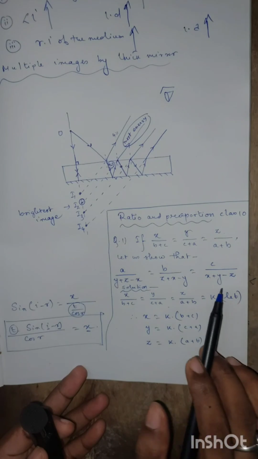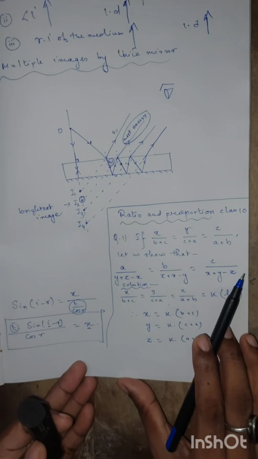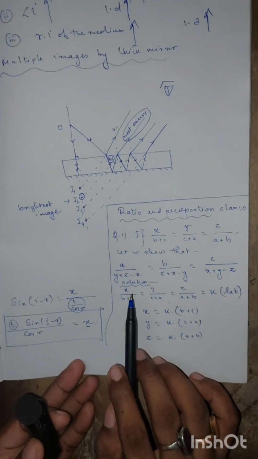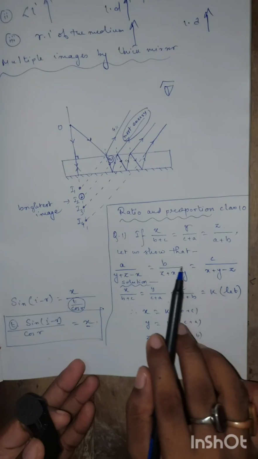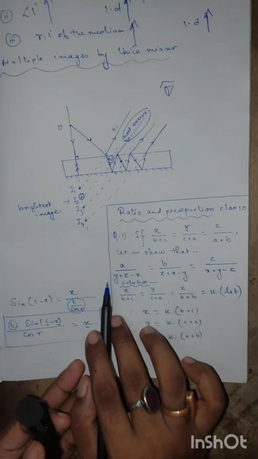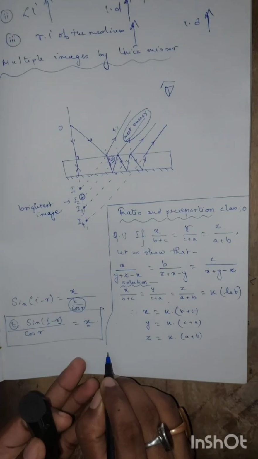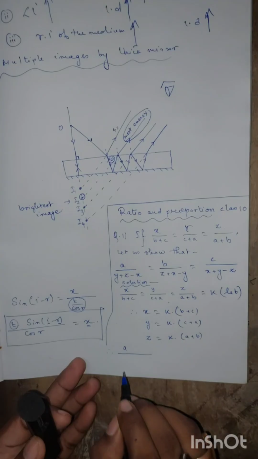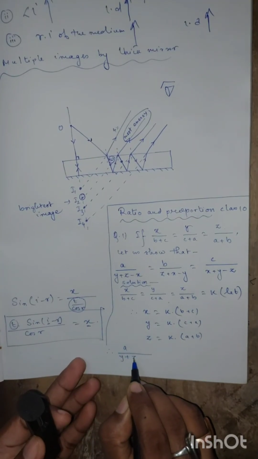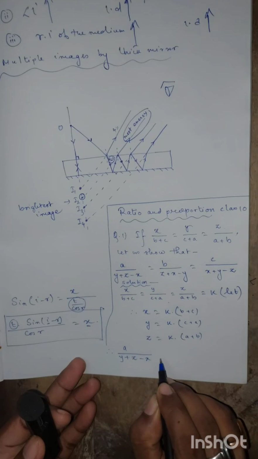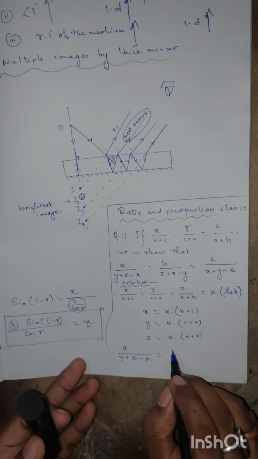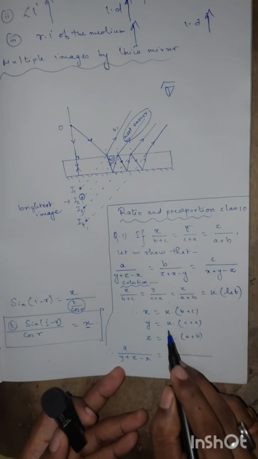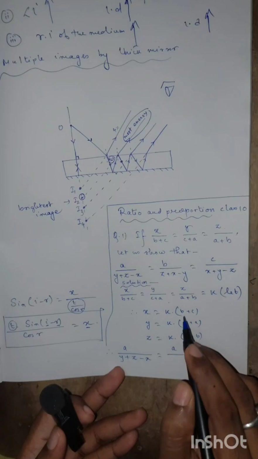Now we can put the values of x, y and z in this relation. So let us first take this expression. Therefore a by y plus z minus x is equal to a by y plus z minus x. So we can take k common from all these quantities.